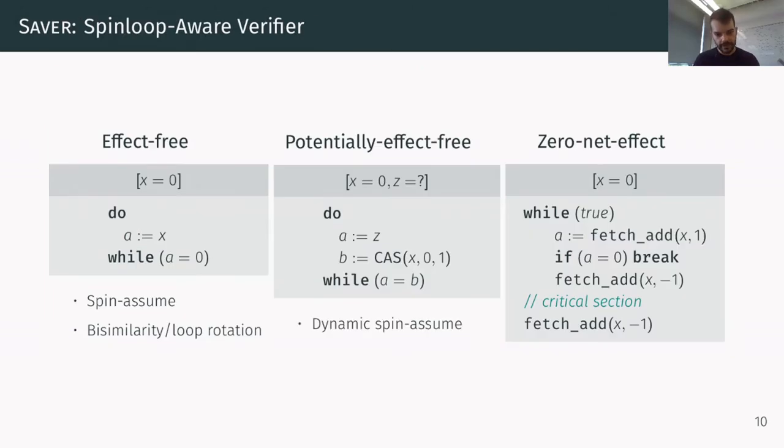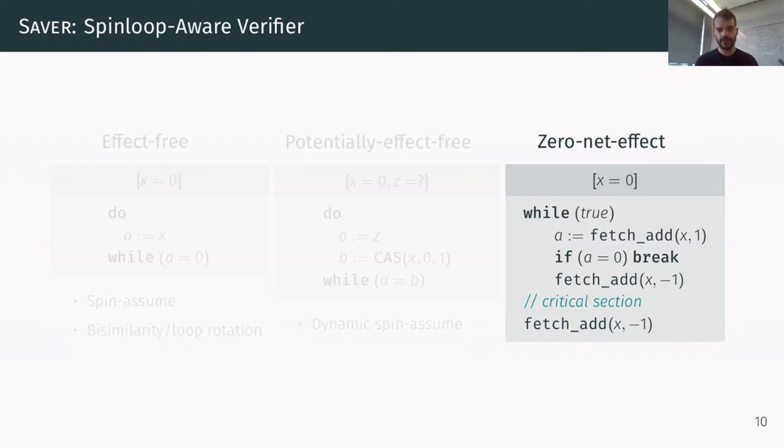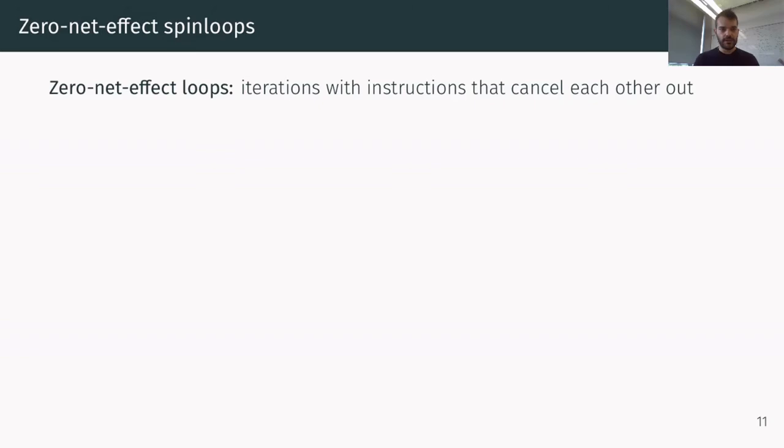So by lifting spin assume and by doing it dynamically, we have yet another range of loops that we can effectively handle. And now the last category that I'd like to talk about is what we call zero net effect loops. Zero net effect loops are loops, the iterations of which have instructions that cancel each other out. And these are common when implementing things like reader locks.